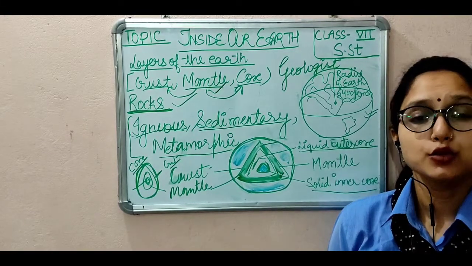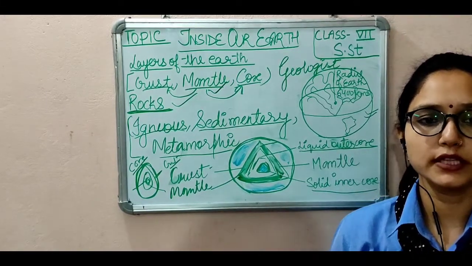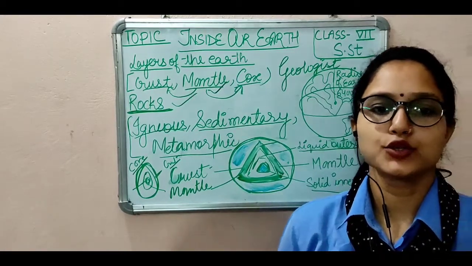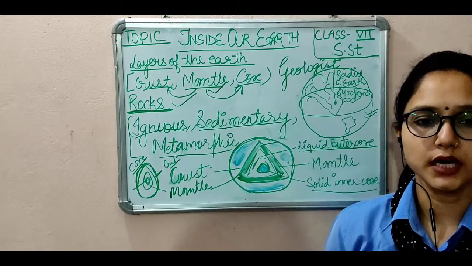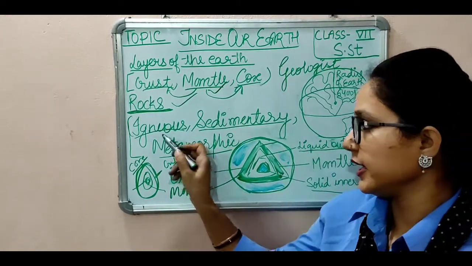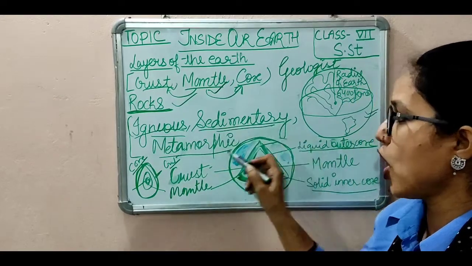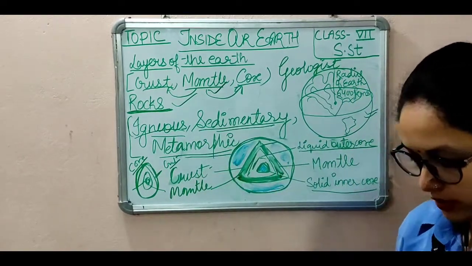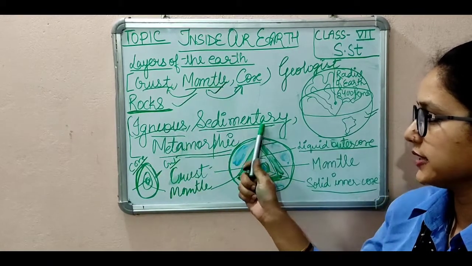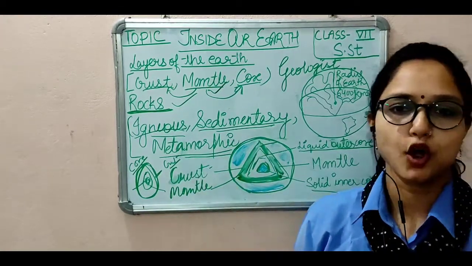So you know who finds out all these things? Geologists, who study the earth. They divided rocks into 3 categories: igneous rock, sedimentary rock and metamorphic rock. In the next video, we will discuss igneous, sedimentary and metamorphic rock.